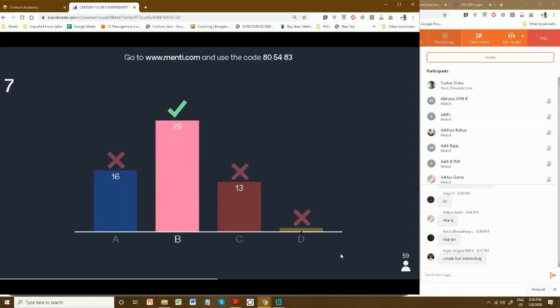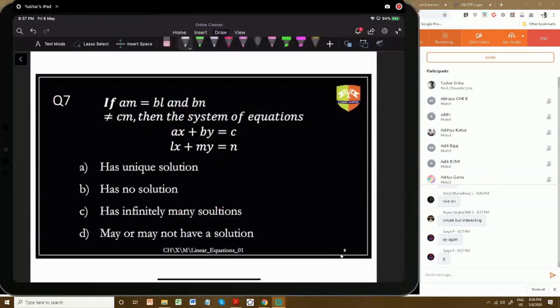Okay, very good. Nice. So why this session is conducted is to give you a taste of an unconventional approach towards problem solving. So don't really bank on only your RD Sharma's and RS Aggarwal's and NCERT's for the basics. Okay, here is the explanation. Very simple it was, right?